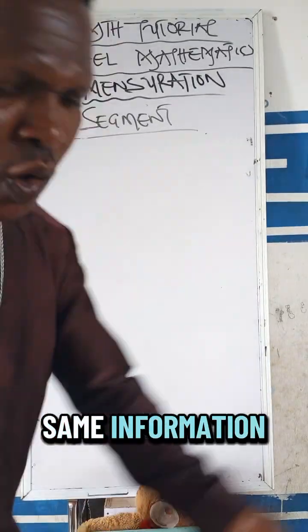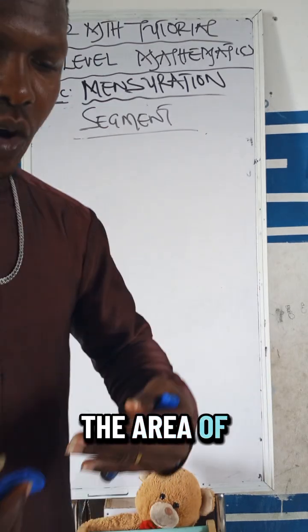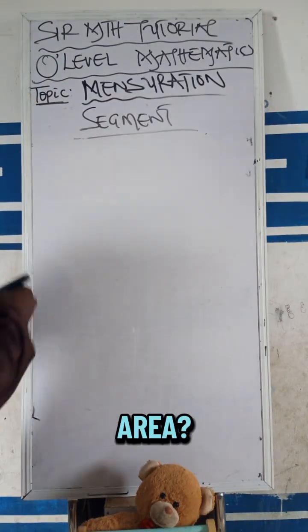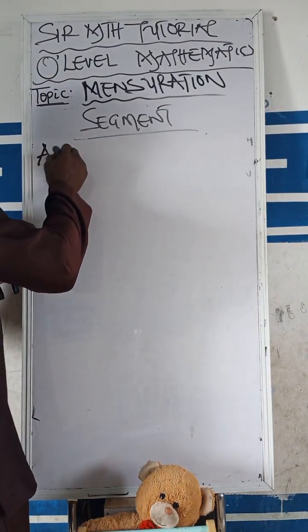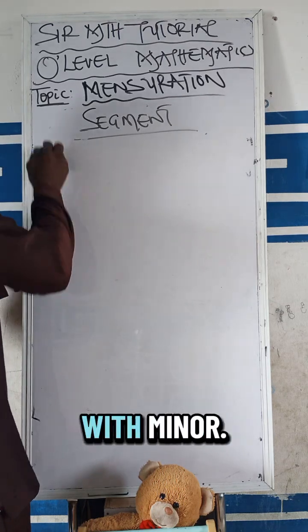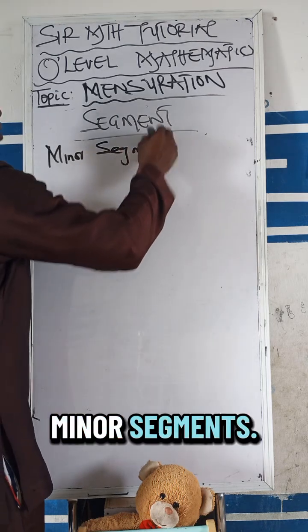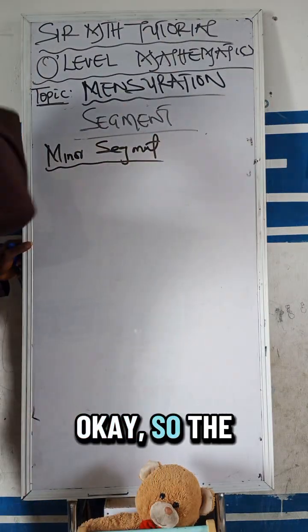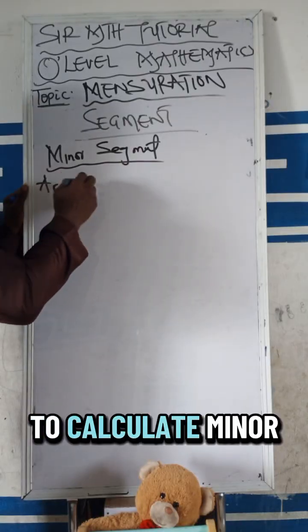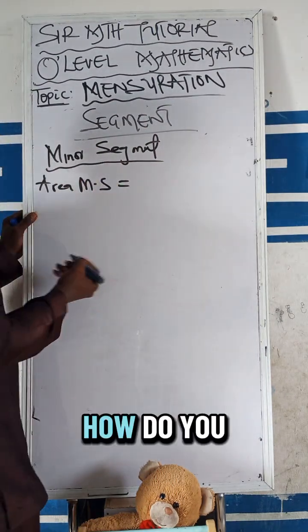Moving on with that same information, we now have that the area of a segment is the next item. The area of what? This segment. Now, how do we get the area? Let's start with minor segments.